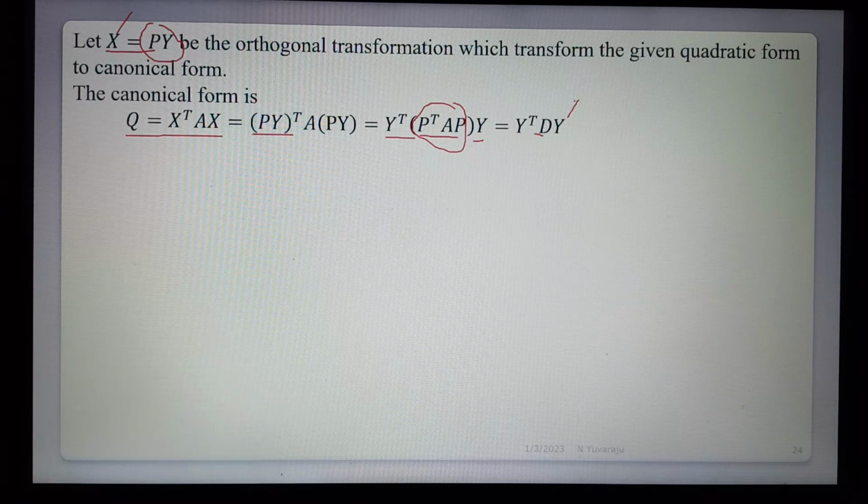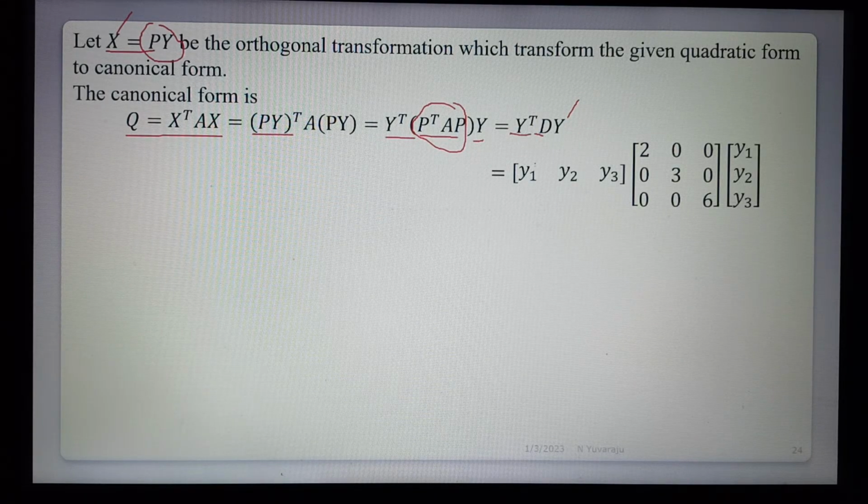So here Y is a new variable matrix. We assume new variables y1, y2, y3. So Y transpose is the matrix of new variables y1, y2, y3. Capital D is the diagonal matrix already found, 2 0 0, 0 3 0, 0 0 6. This is the Y matrix. Observing here, all off-diagonal entries are zeros, only diagonal elements remain, and the diagonal elements are the coefficients of the squares of the variables. 2 is the coefficient of the first variable squared, 3 is the coefficient of the second variable squared, 6 is the coefficient of the third variable squared.